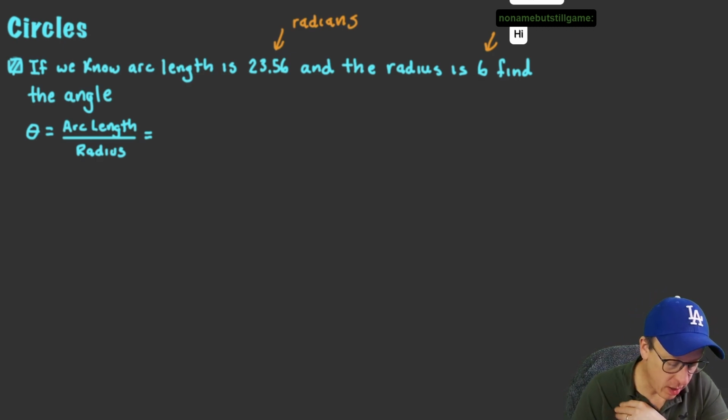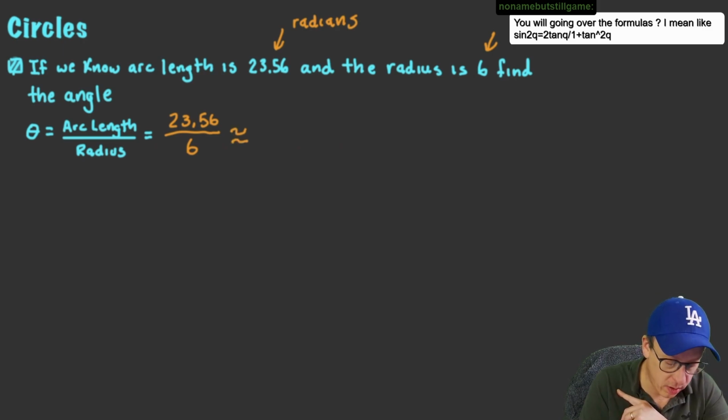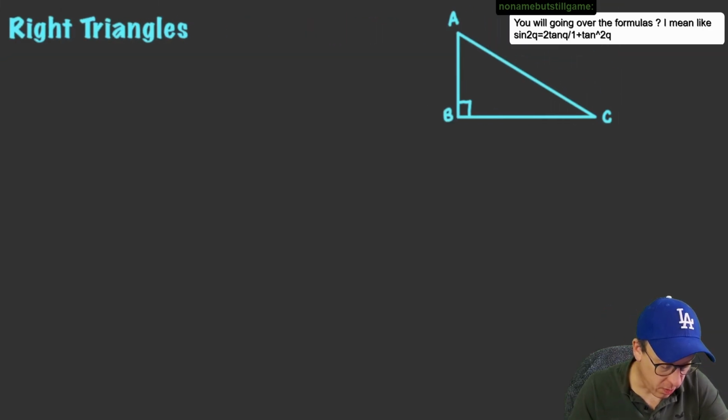Well, in this situation, the theta is going to be equal to the arc length divided by the radius. So we just plug these values in. So we get 23.56 divided by 6, which is approximately equal to 3.92. And let's move on to more.